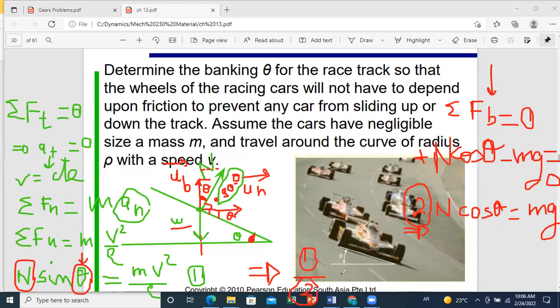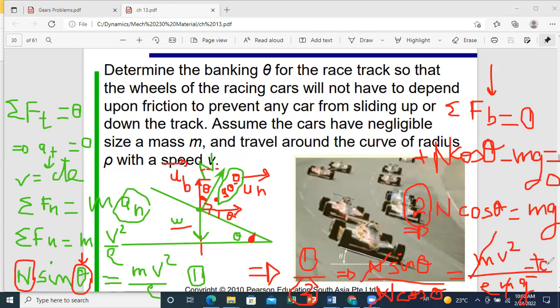I get n sine theta over n cosine theta equals mv square over rho divided by mg. And now look, I will have several simplifications. N will cancel out, m will cancel out, sine theta over cosine theta is tan of theta.